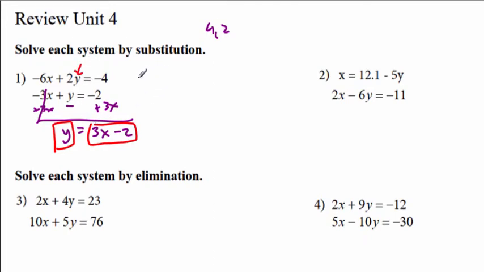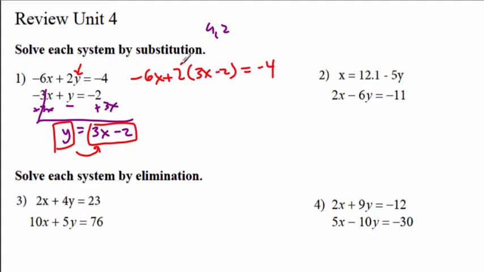So let's write the first equation. We have negative 6x plus 2y, but I'm not going to write y. I'm going to write 3x minus 2. So that goes in parentheses. Always use parentheses when you substitute an expression in like that. Okay, and it equals negative 4. The only thing that's changed is that y came out and 3x minus 2 went in parentheses.